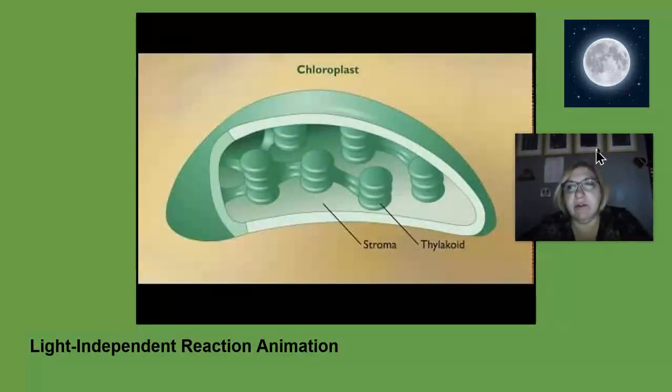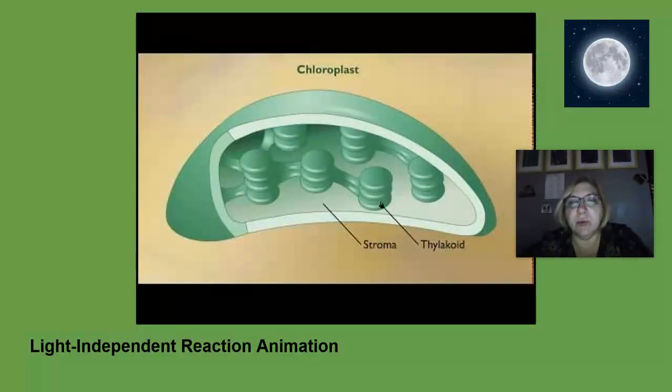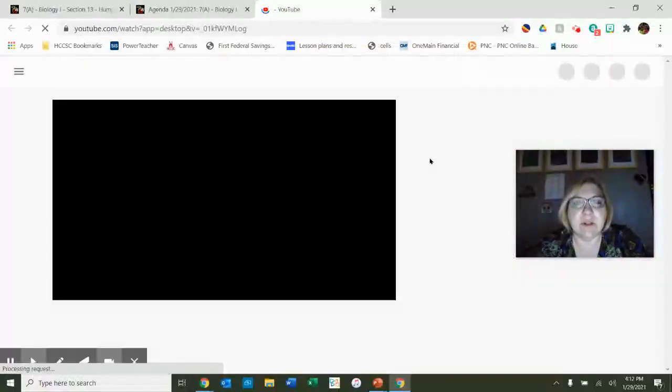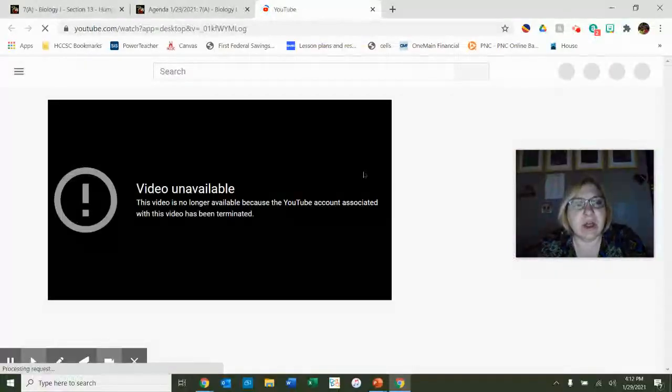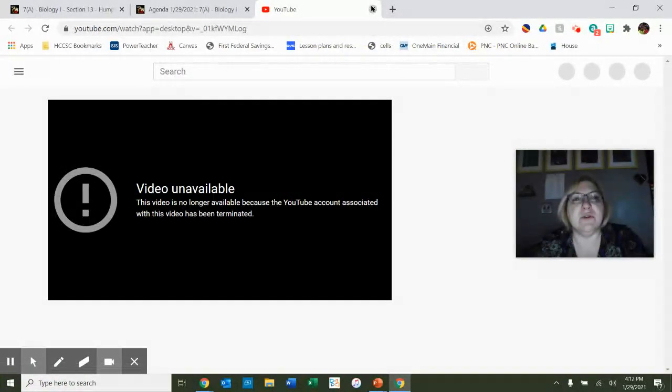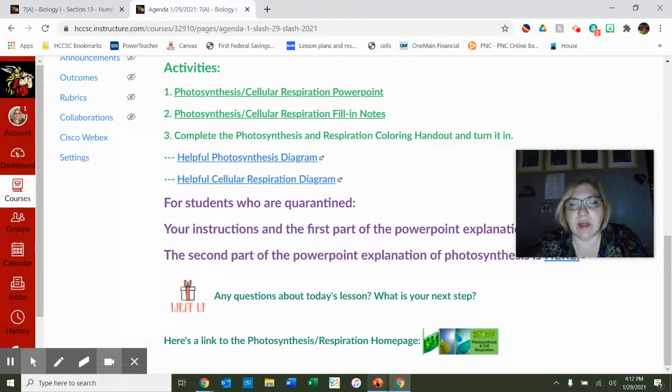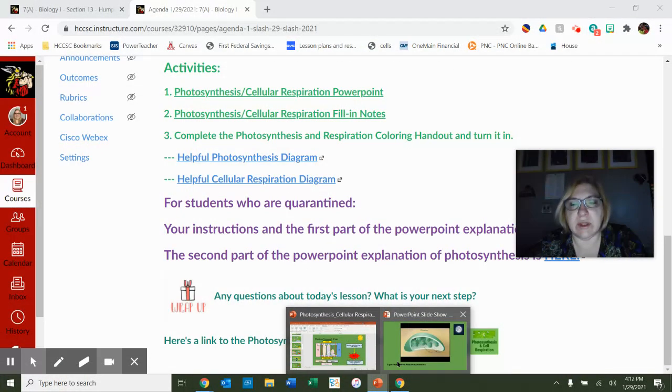Here's a picture of the light-independent reaction, like where it occurs. I don't think this video works. Let me see. Last time I tried to open it, last class period, it didn't work. I'll have to find another one. Okay, that doesn't work, so I will find another version of that and link it to the agenda.